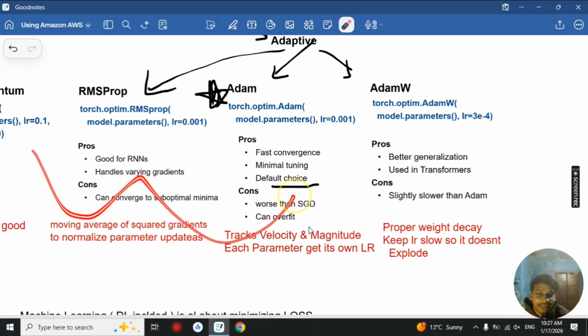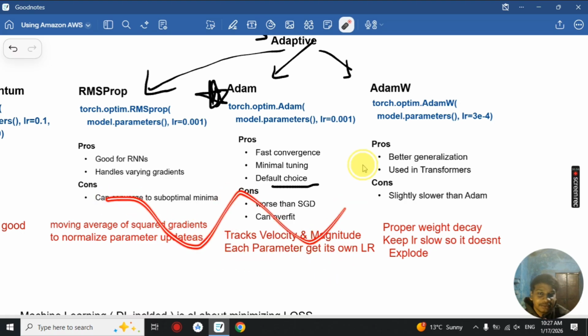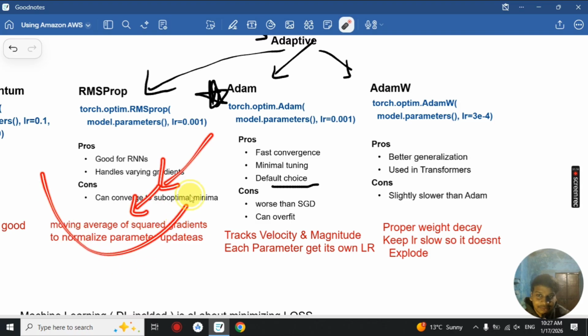Here basically Adam tracks your velocity and magnitude, okay. And basically it updates, and each parameter in model.parameters is given its own learning rate, okay. In the other optimizers we change the learning rate depending on your curve, but in Adam we get a learning rate for each model parameter, okay.